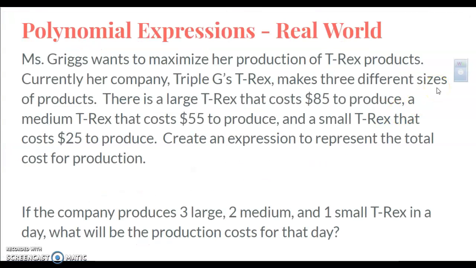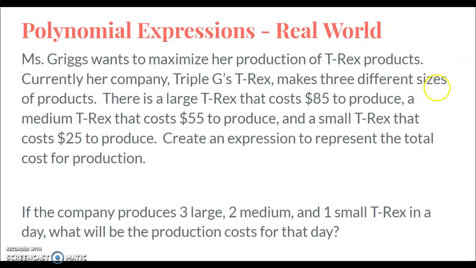Next, we have some polynomial expressions in the real world. Ms. Griggs wants to maximize her production of T-Rex products. Currently, her company, Triple G's T-Rex, makes 3 different sizes of products. There's a large T-Rex that costs $85 to produce, a medium T-Rex that costs $55 to produce, and a small T-Rex that costs $25 to produce. Create an expression to represent the total cost for production.